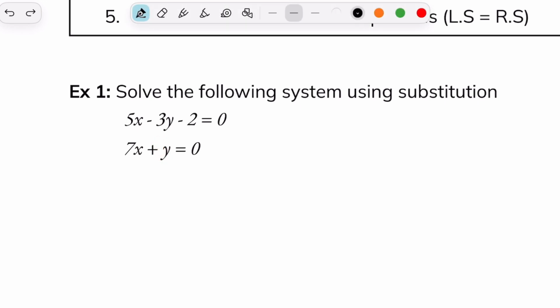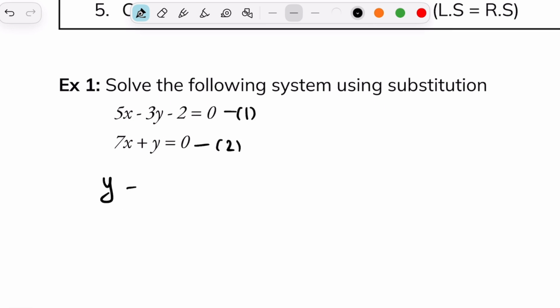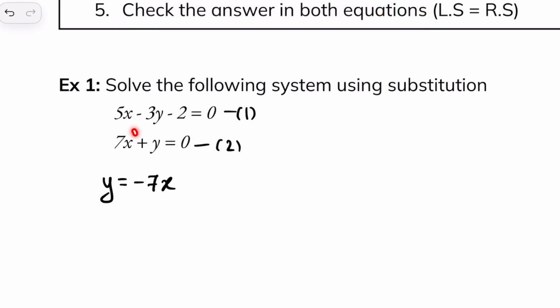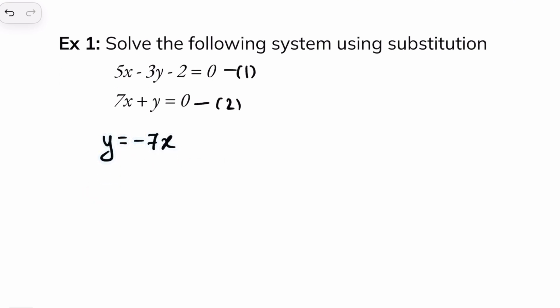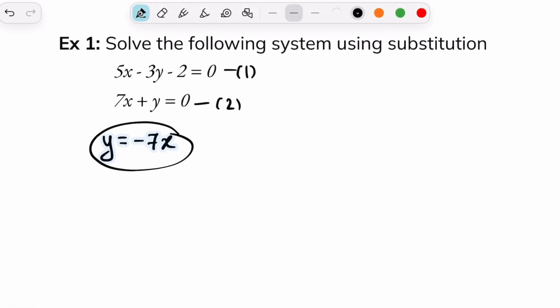So we can isolate for this. Let me call this equation 1 and equation 2. So I can say y is equal to negative 7x, right? I just move this over to this side, and there I isolated for y. When you're isolating for a variable, you want that variable on its own, equal to whatever else. That's all that means. So now we isolated for y.